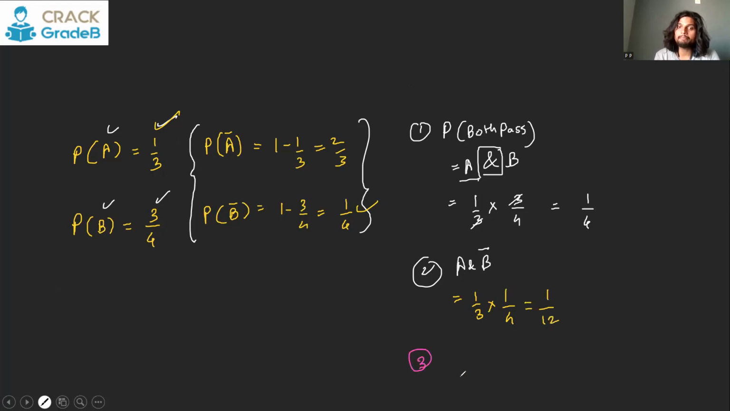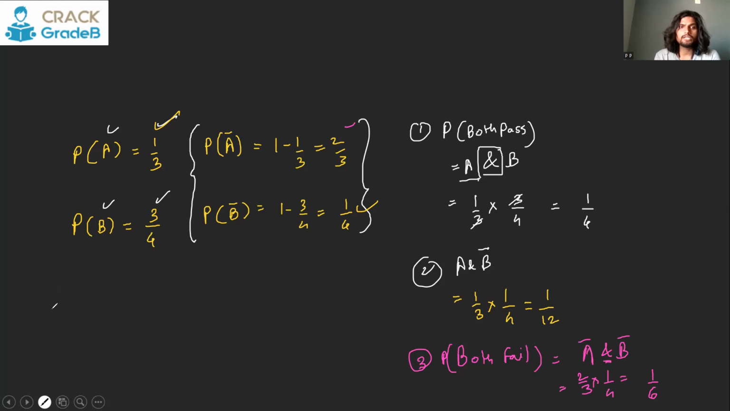If I ask you what is the probability that both fail or both don't pass, that means A also doesn't pass and B also doesn't pass. So the probability that A doesn't pass is 2 by 3. Probability that B doesn't pass is 1 by 4. And the factor involved is and. To multiply these two, it becomes 1 upon 6.